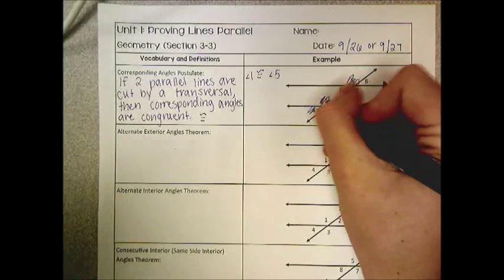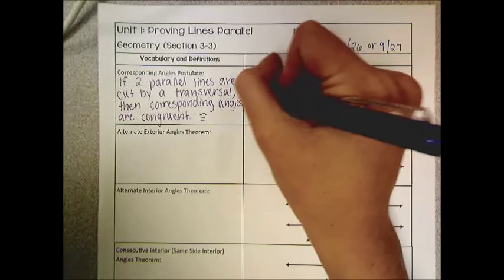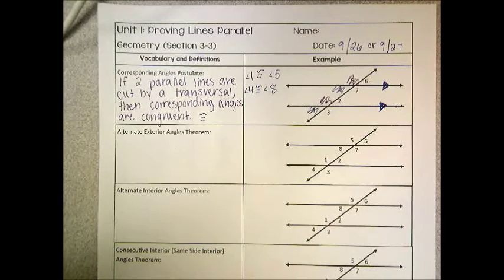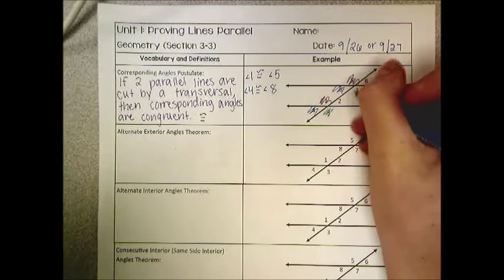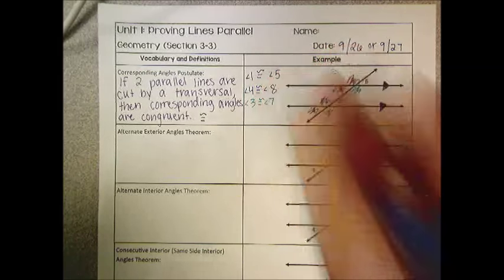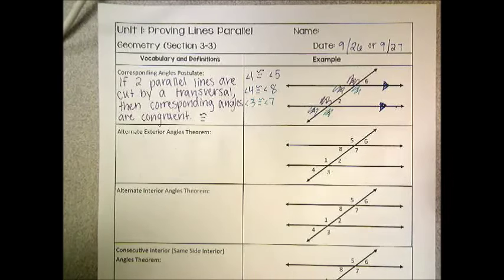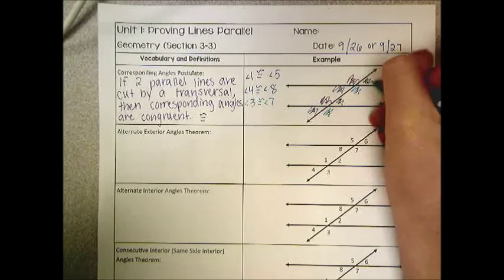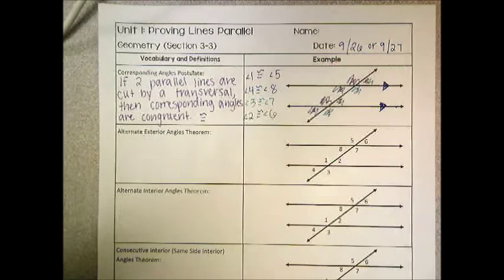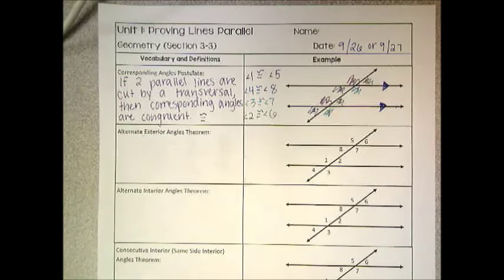If I grab another color here, I see that angle 4 is congruent to angle 8. Angle 3 is congruent to angle 7. And then last but not least, angle 2 is congruent to angle 6. So those are all of our corresponding angles in this diagram.